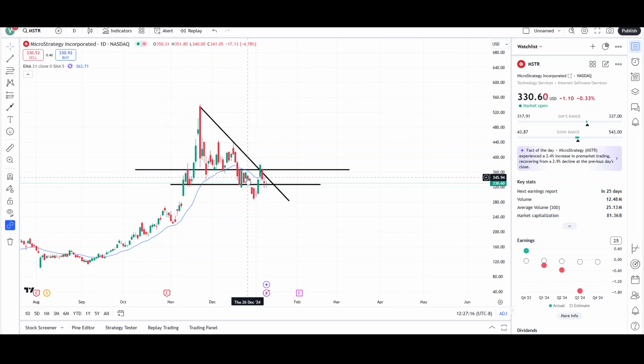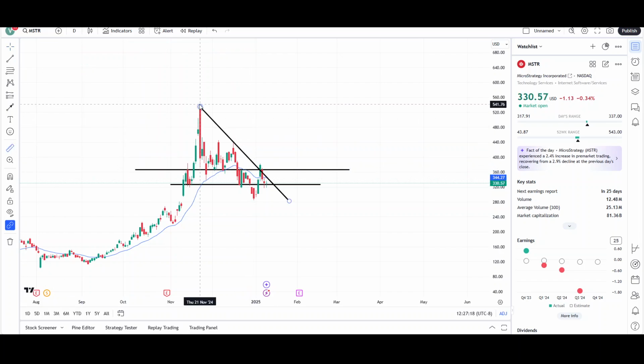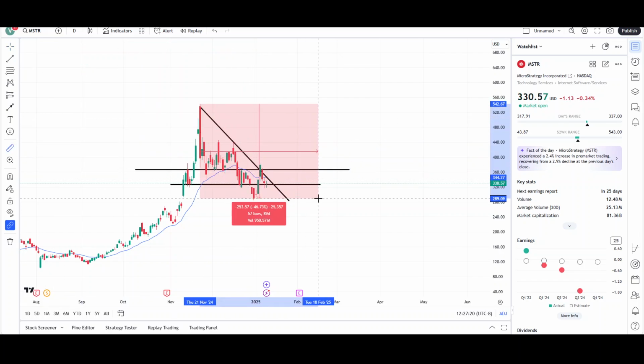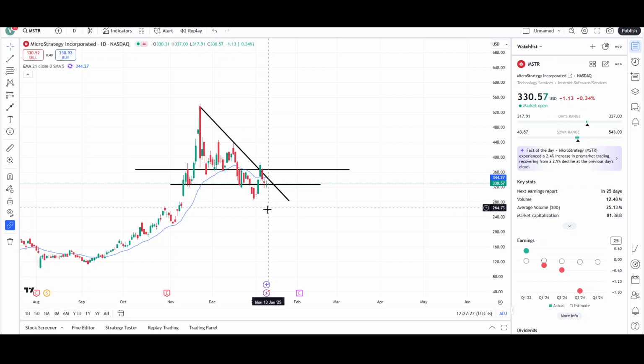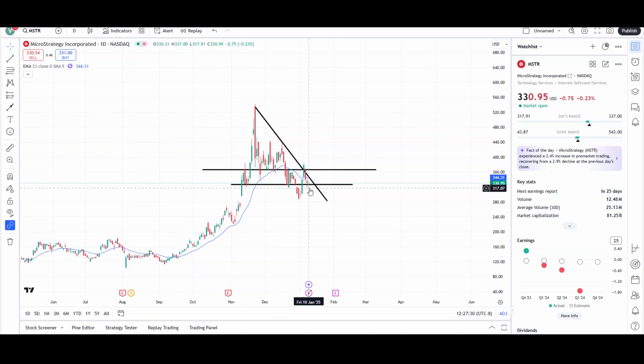And you can see that with MicroStrategy, most of the drop has already been done. I'm not expecting it to drop that much more. Can we still get to the 275 and 240? Yes, we can, but I think most of the drop has already been done. Most of the damage to MicroStrategy has been done. If we do go lower, it's probably not much.